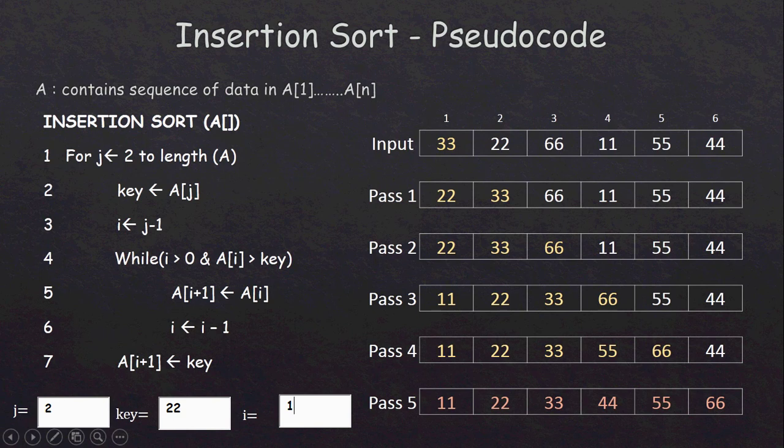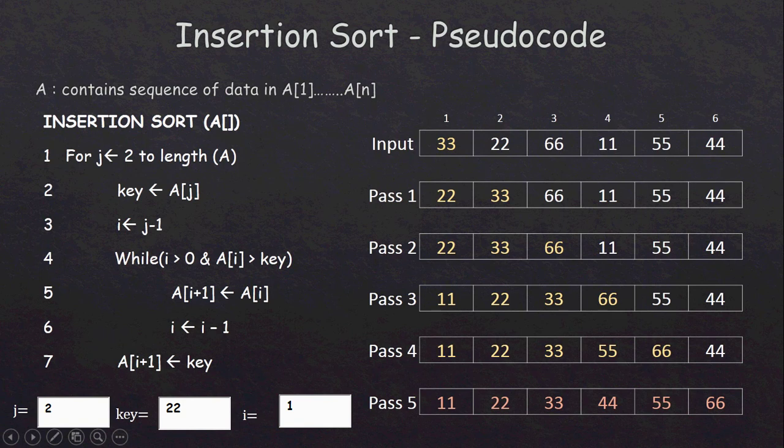While i greater than 0 and A of i greater than key. i is greater than 0 since i is 1. A of i, that is A of 1, is 33. 33 is greater than 22, so this condition is true. So A of i plus 1 equal to A of i. So what's the meaning of this statement?